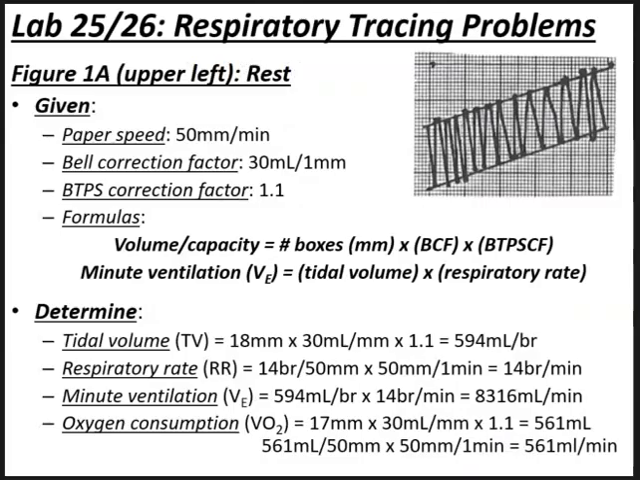Okay, so now that we have counted that, we will take that 17 millimeters and multiply it by the Bell correction factor of 30 milliliters per millimeter, and then multiply that by the BTPS correction factor. So 17 millimeters times the Bell correction factor of 30 milliliters per millimeter, and then the BTPS correction factor of 1.1, and we are going to get oxygen consumption at 561 milliliters.